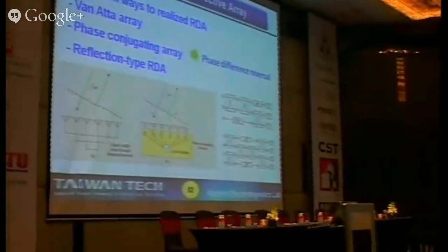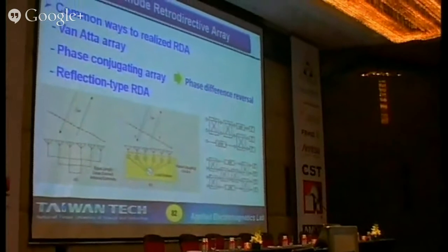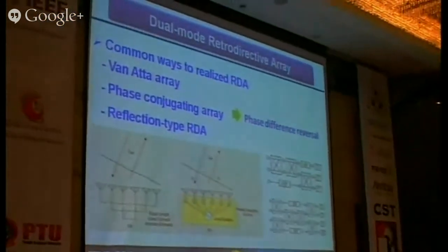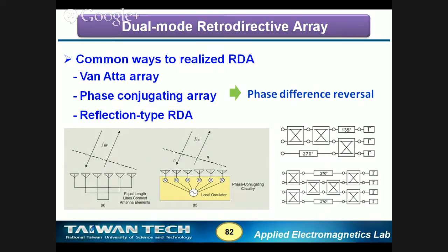And actually, there is another term called the retroreflective array. The retroreflective array means that your retransmitted signal goes in the specular direction of the incident arrival. It is another story, and we are just developing it, and we will talk about it in the future. We are just focusing on the retrodirective array, and this is the Van Atta array.